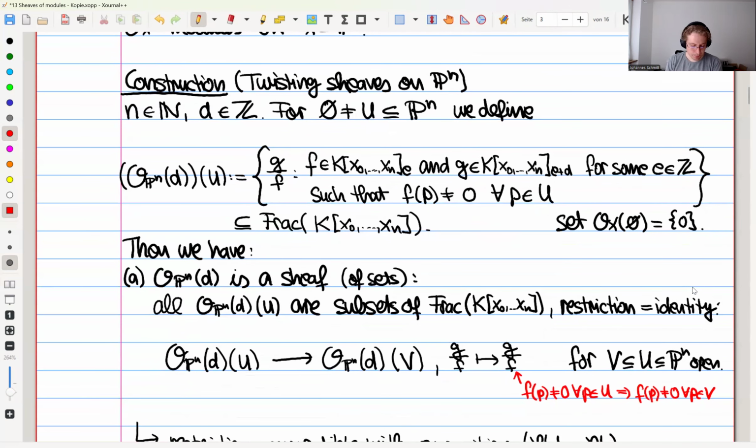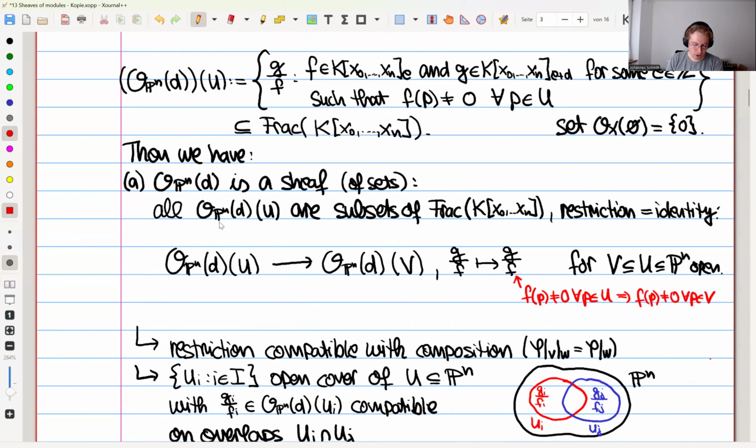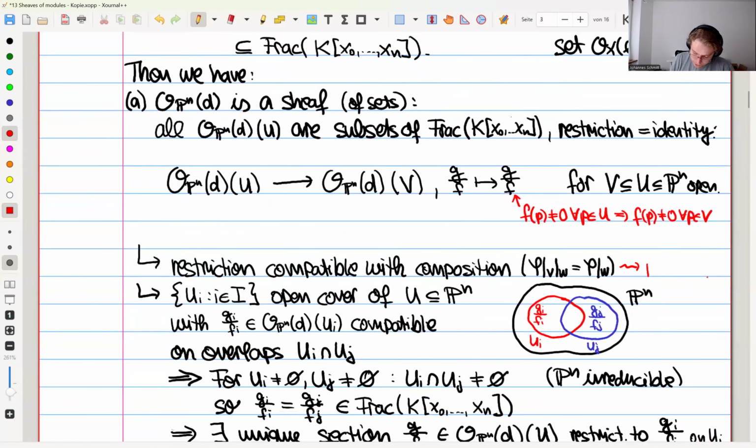Okay, the first thing we check is that this is indeed a sheaf of sets. For this we need to first specify the restriction maps. All of these are subsets of this fraction field, and we just take the restriction to be the identity: take the symbol and send it to itself. This is well defined because if F does not vanish at any point of the bigger open set, then it also doesn't vanish on any point of the smaller open set. So the second condition is still satisfied. This restriction is also compatible with composition: if you restrict twice, you can also restrict directly. This already shows that this is a pre-sheaf.